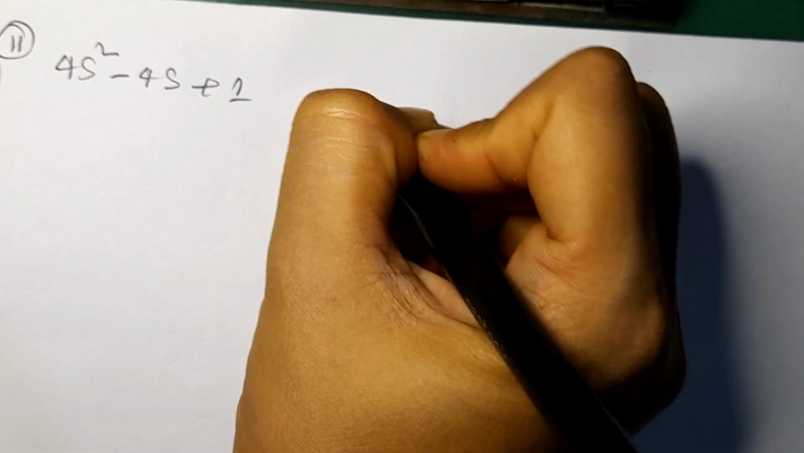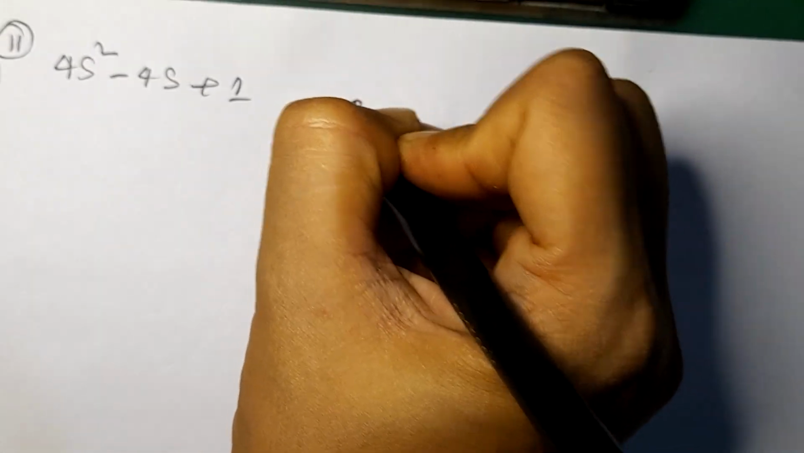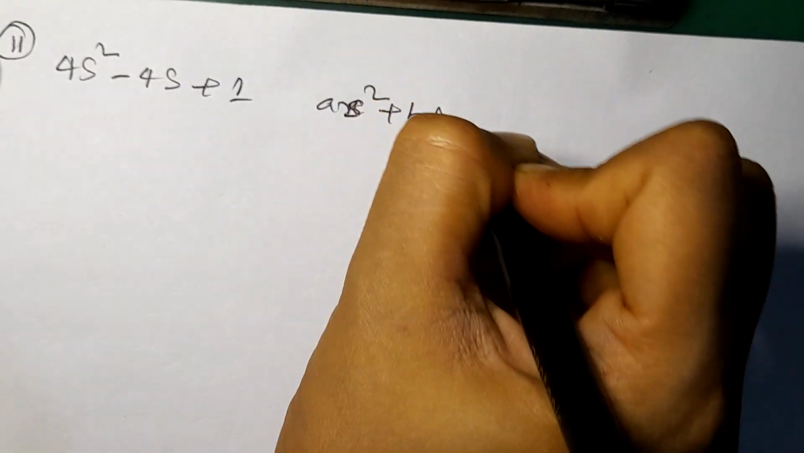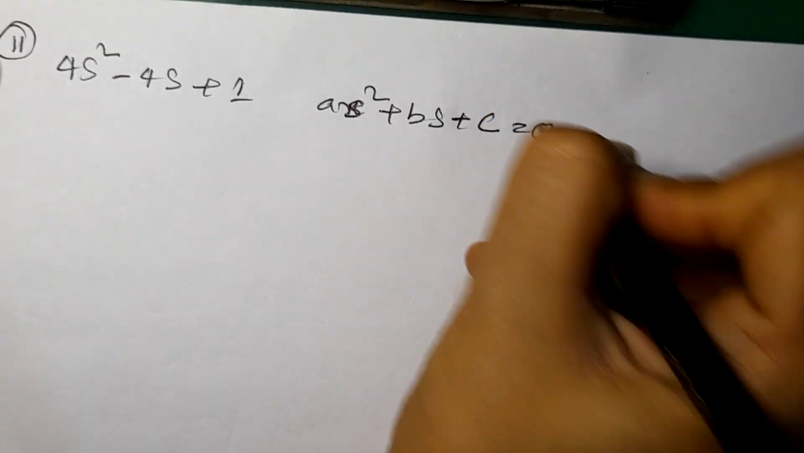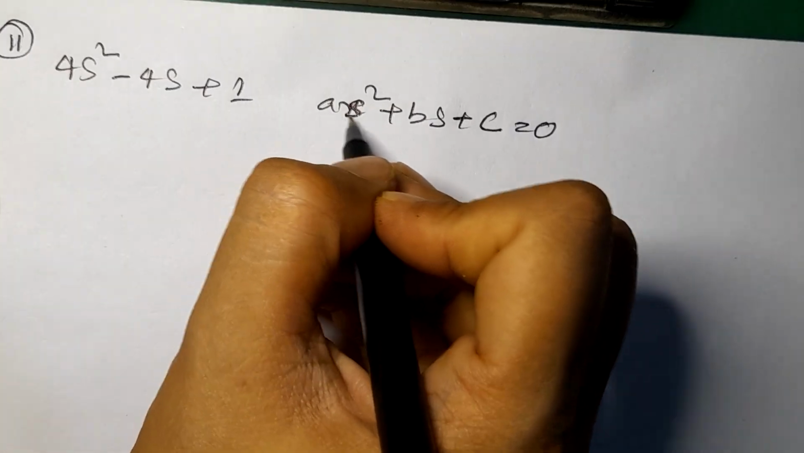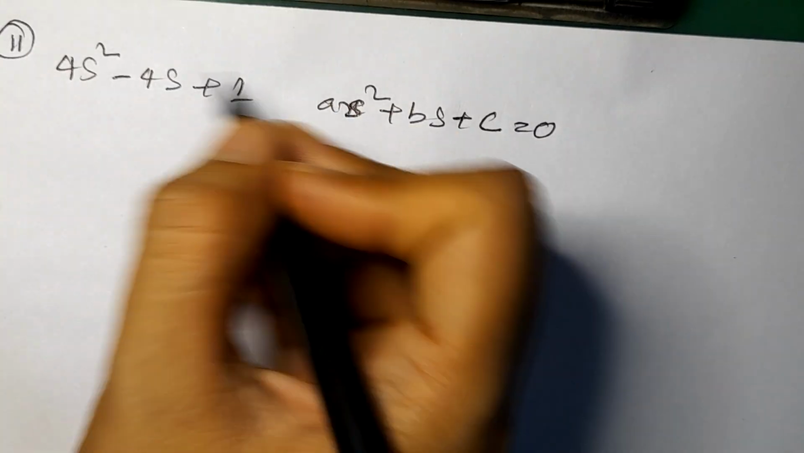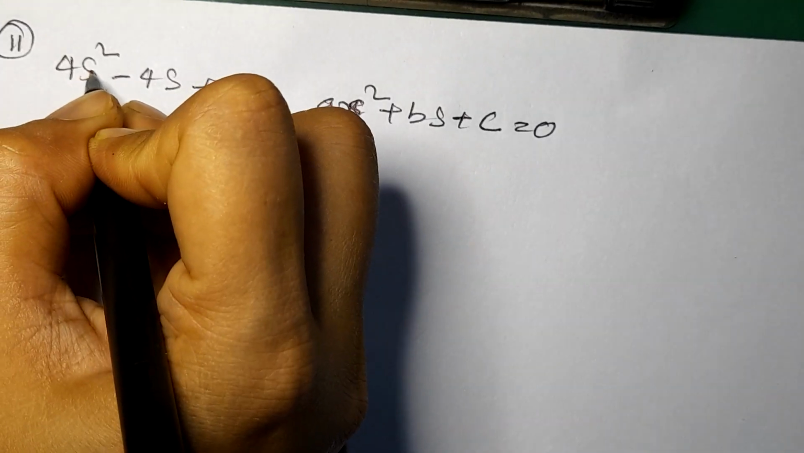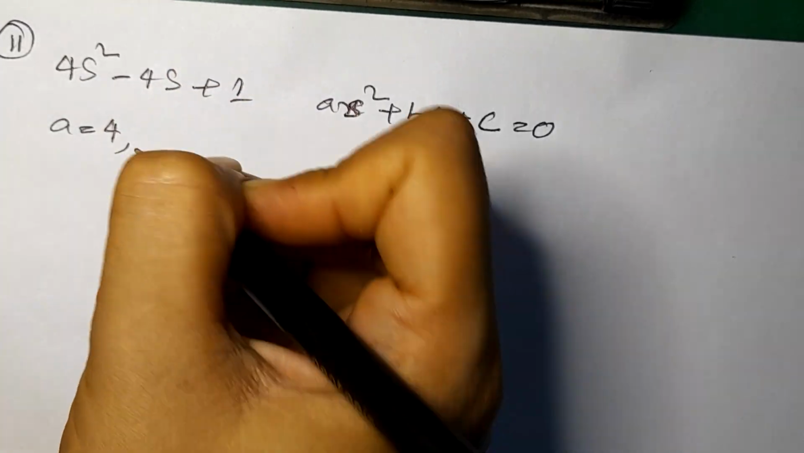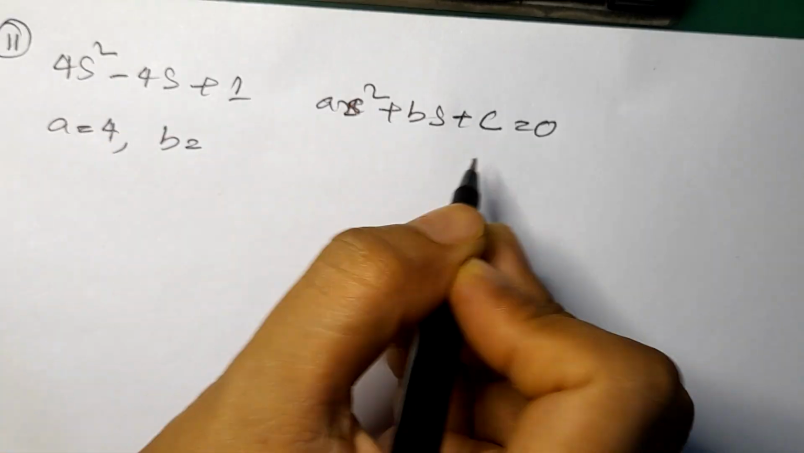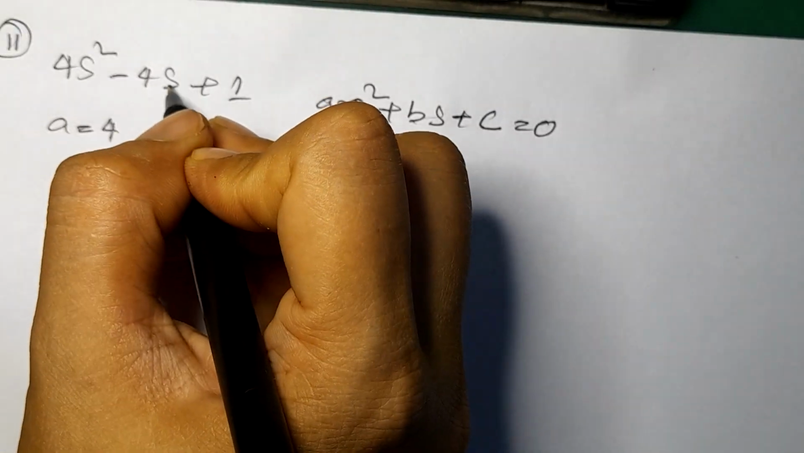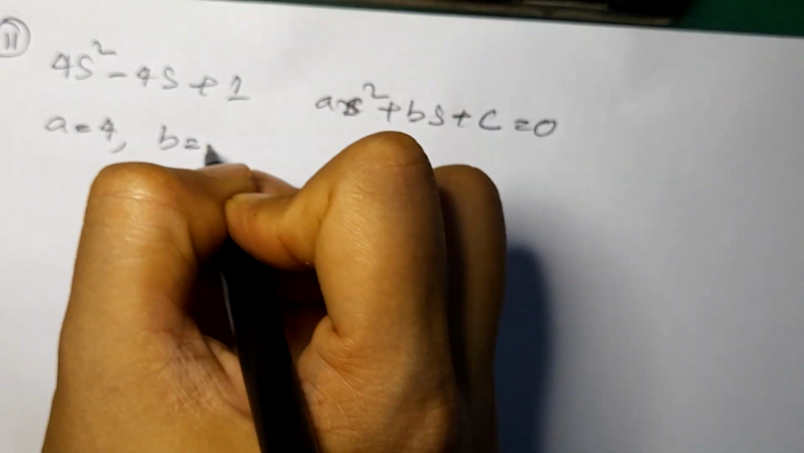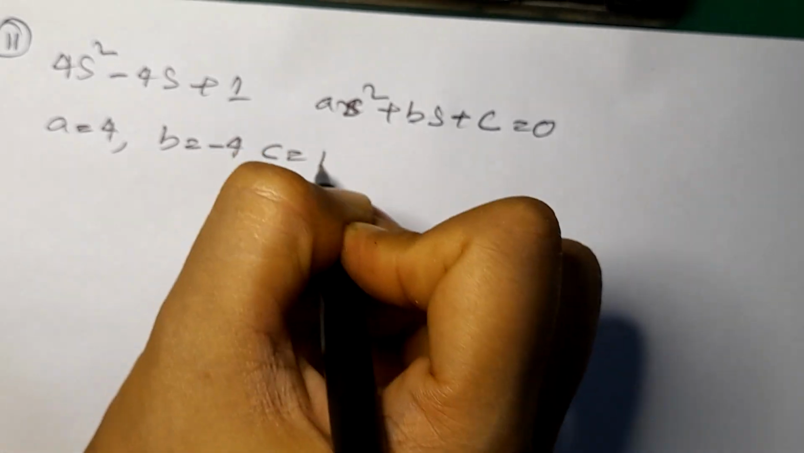What is the question? That is 4s square minus 4s plus 1. Compare it with the quadratic equation, that is a, instead of x it will be s square, plus b of s plus c equal to 0. So compare it. The coefficient of s square, that is a, equal to 4. B, the coefficient of s, is minus 4. C, that is the constant, is 1.